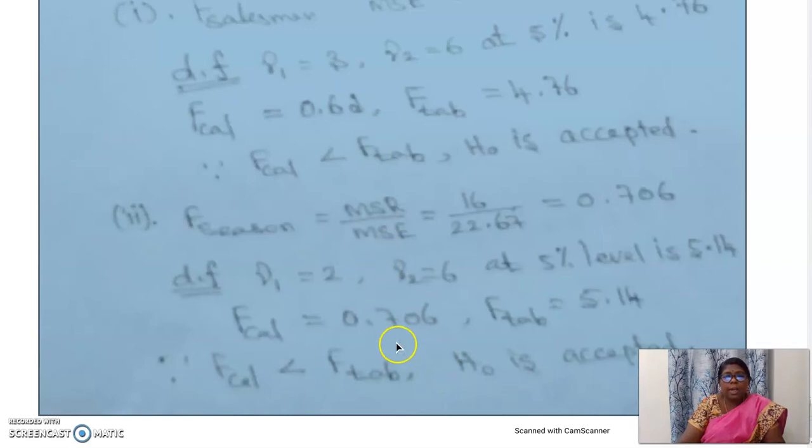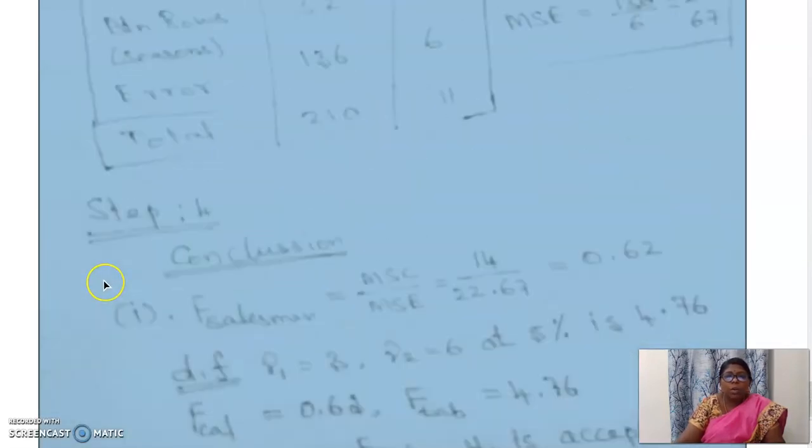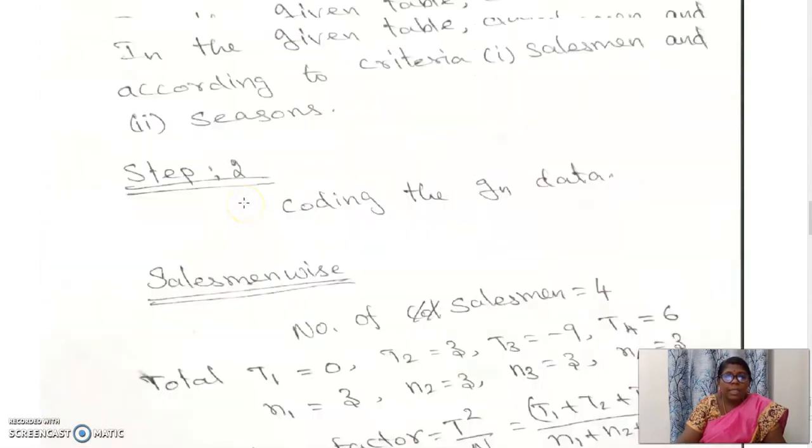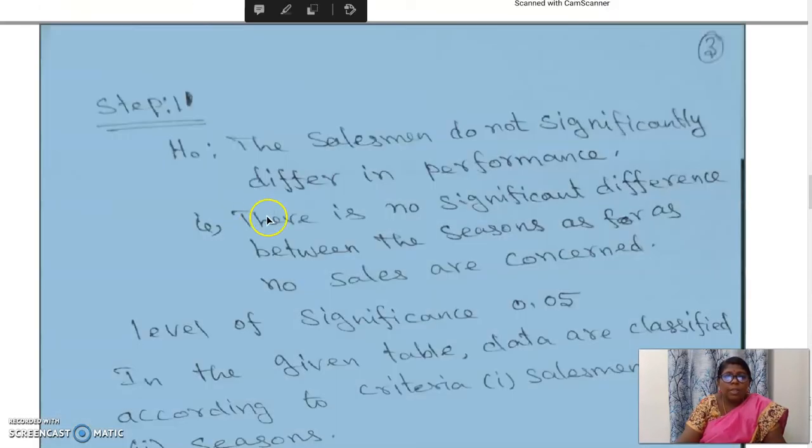So this is the conclusion. What is H naught? In the very first step, we said the null hypothesis is that the salesmen do not significantly differ in performance. When analyzing this data, we find that this hypothesis is accepted here.